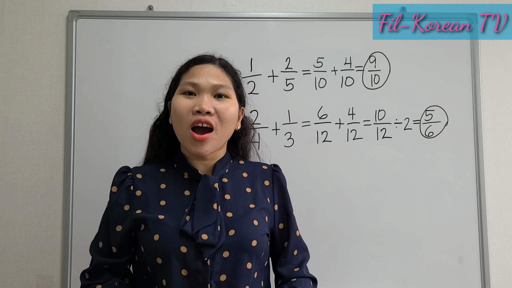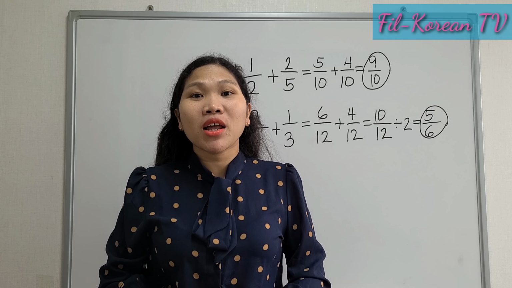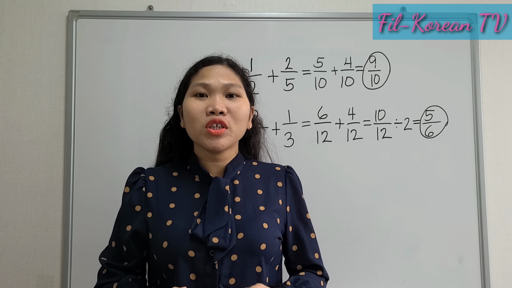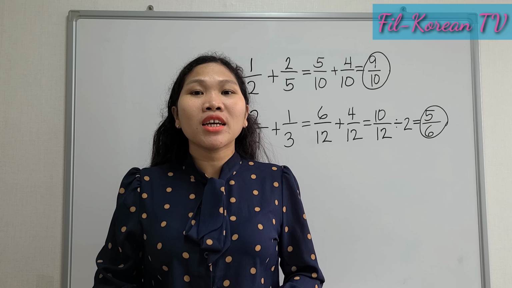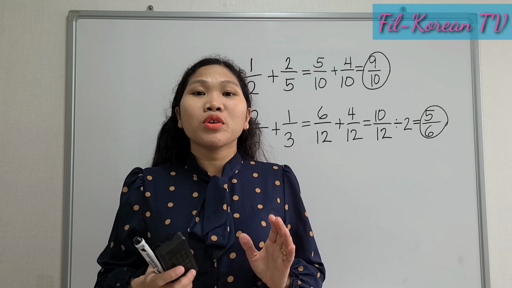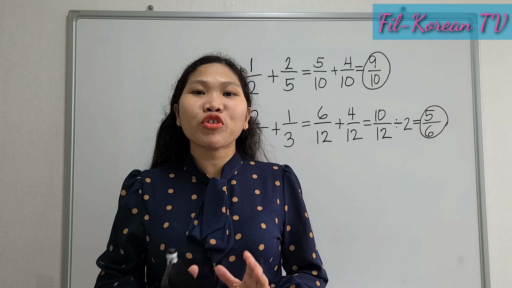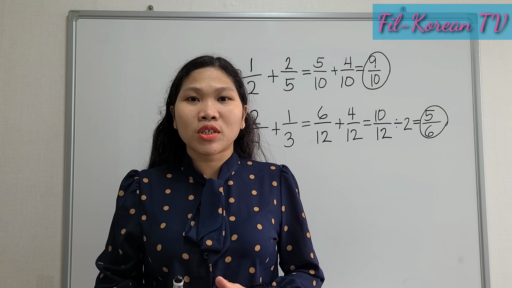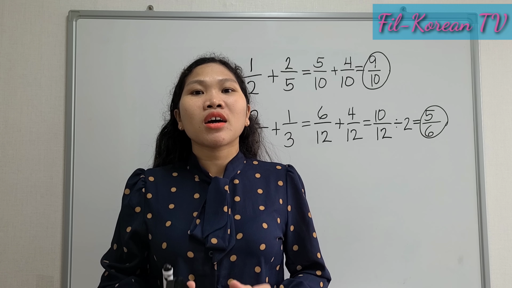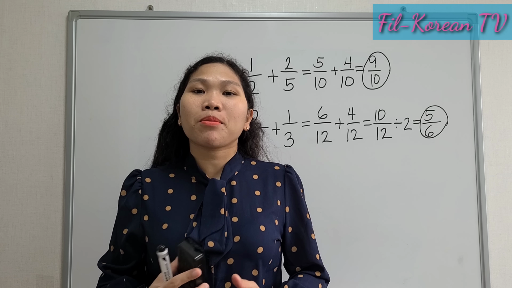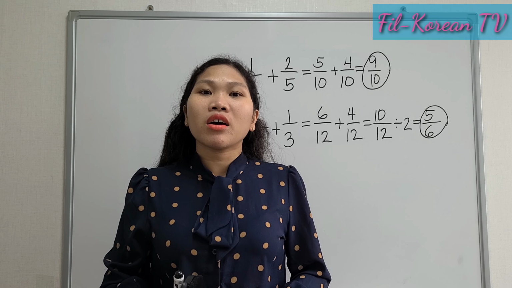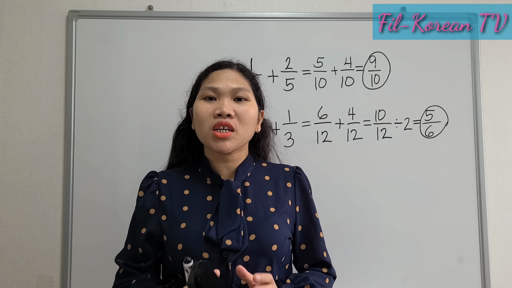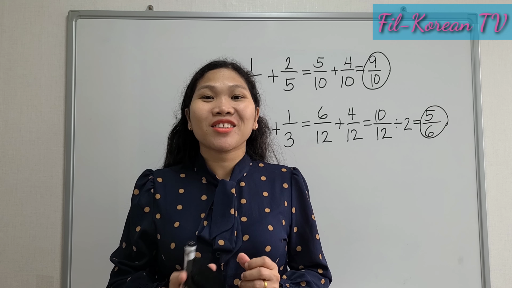So that is how to add dissimilar fractions. You need to remember that in adding dissimilar fractions, you need to change first the dissimilar fractions to similar fractions. Then, add the numerators, copy the LCD, and always express the answer in lowest term.